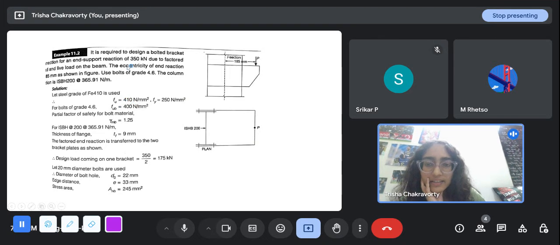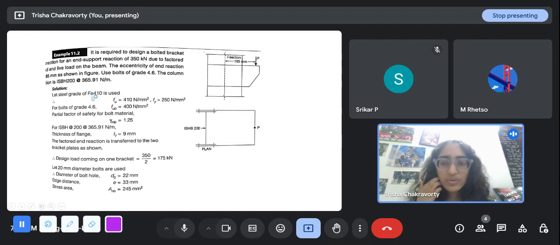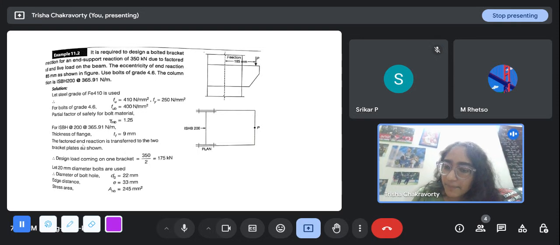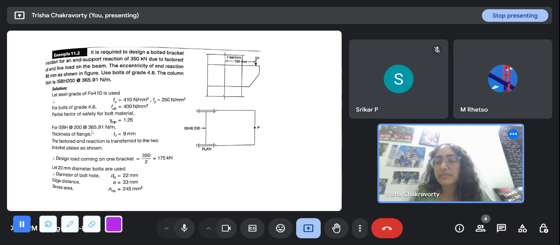Here you can decide. See, okay, this has been assumed, the steel grade is 410 and the bolt grade has already been mentioned, so these are all the same. For ISHB 200, these are the thicknesses of the flange. These are again in the handbook that I showed in one of the previous classes.